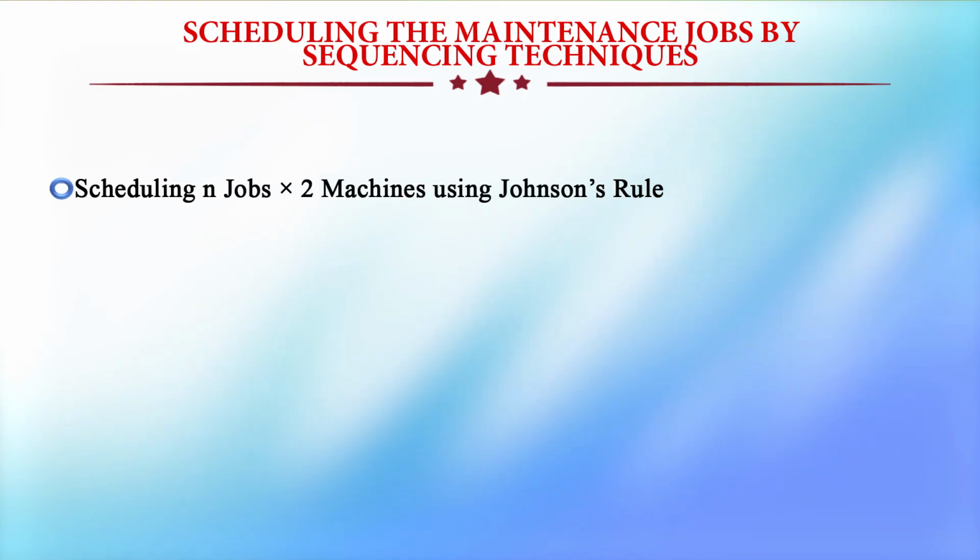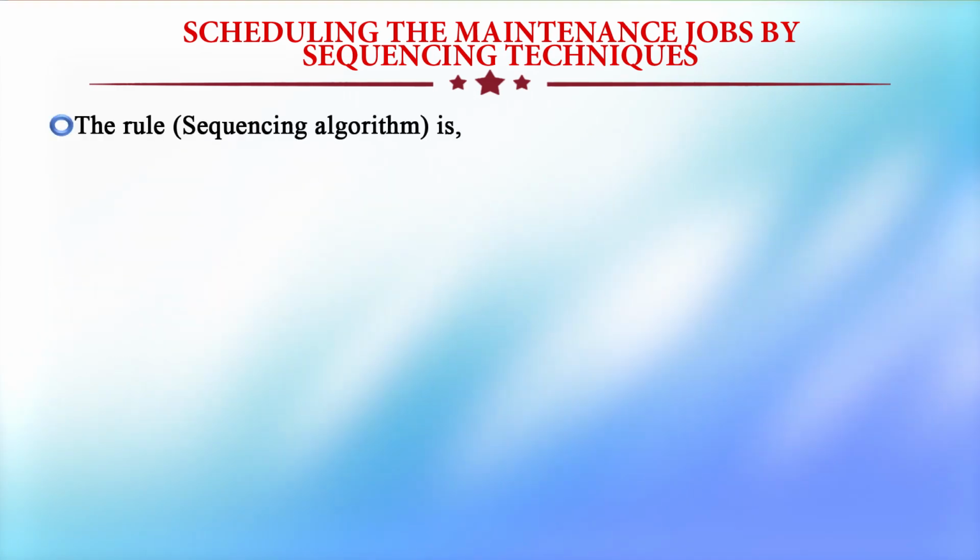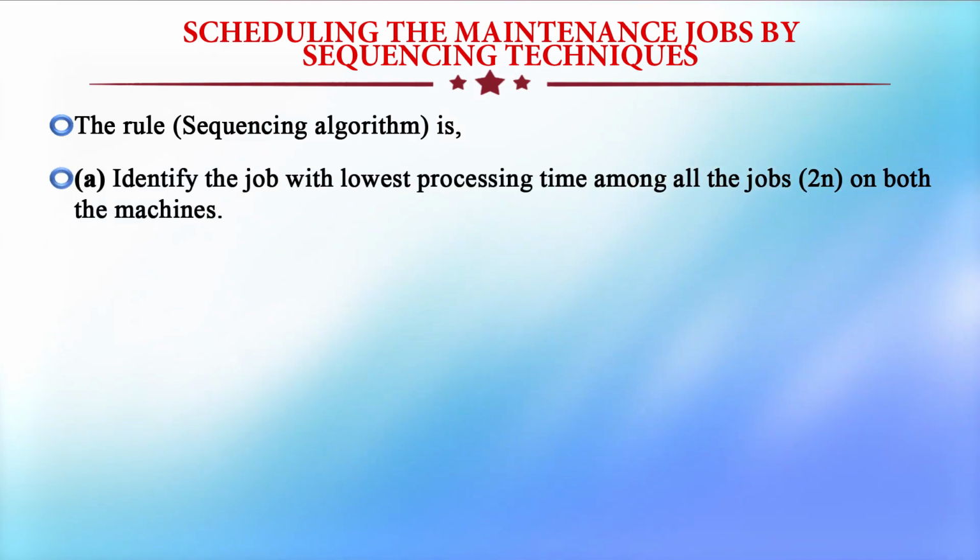So, scheduling n jobs and n machines using Johnson's rule. Johnson gave the following algorithm for finding the sequence in a situation where there is a group of n jobs to be processed through 2 successive work centers. The rule ensures minimum completion time for the group of n jobs by minimizing the total idle time of the work center.